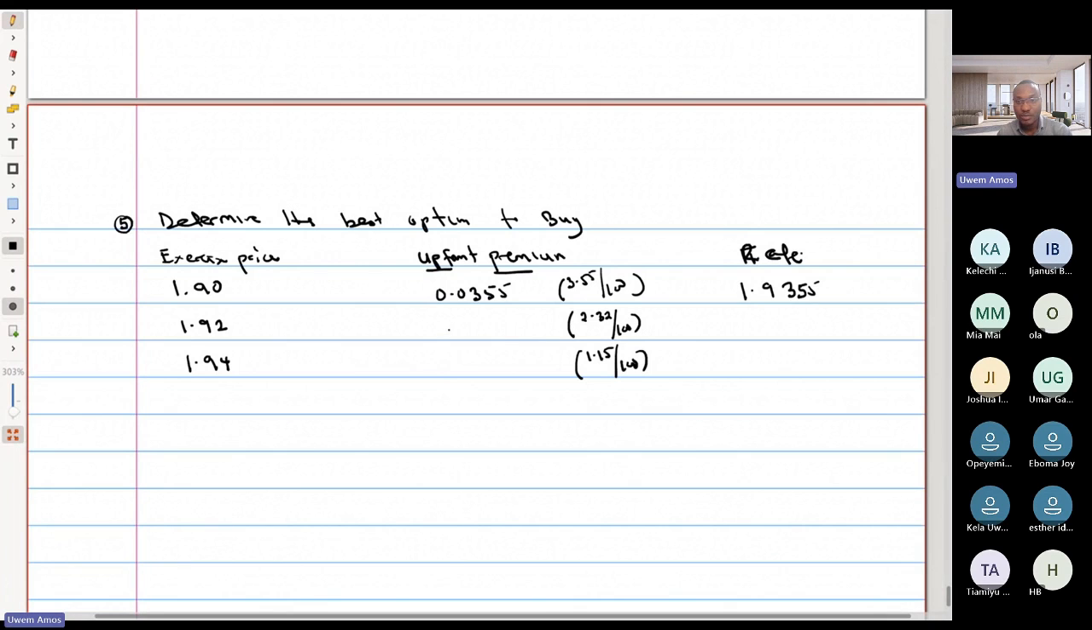The next one, 0.0232 plus 1.92. On my calculator, that gives 1.9432. And then the last one, 0.0115 plus 1.94, gives 1.9515.